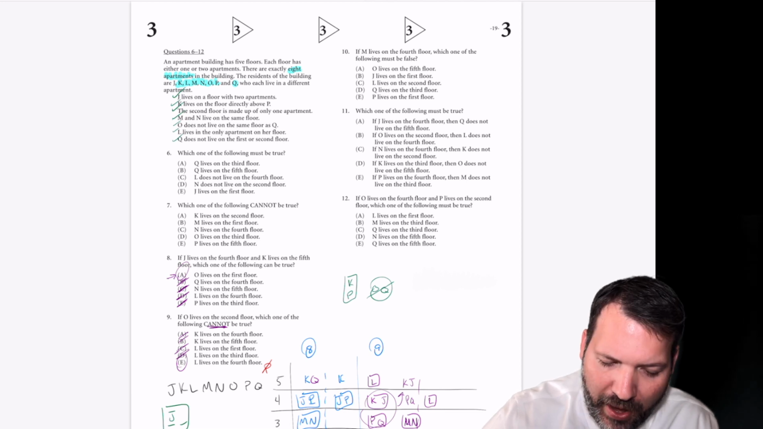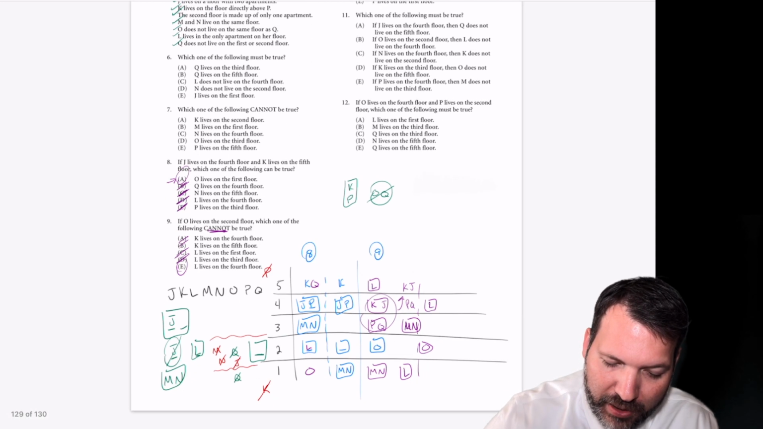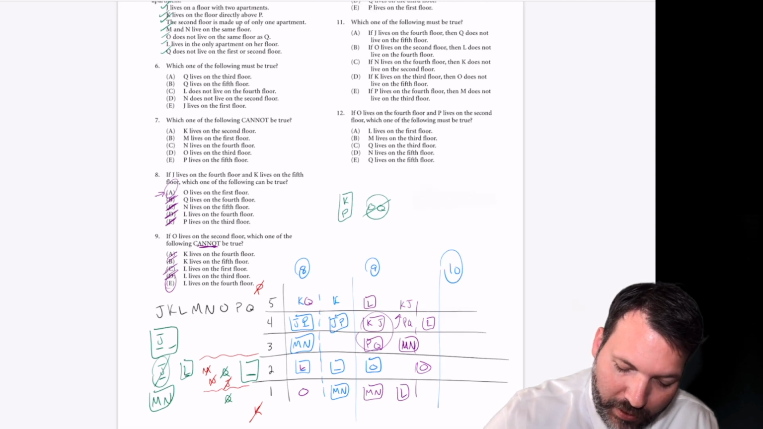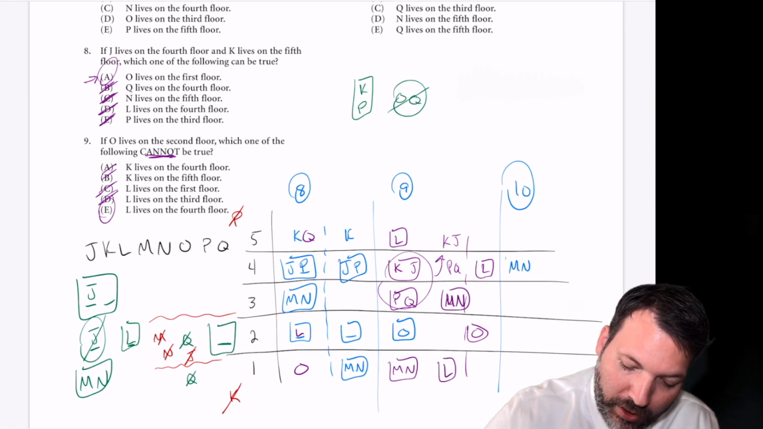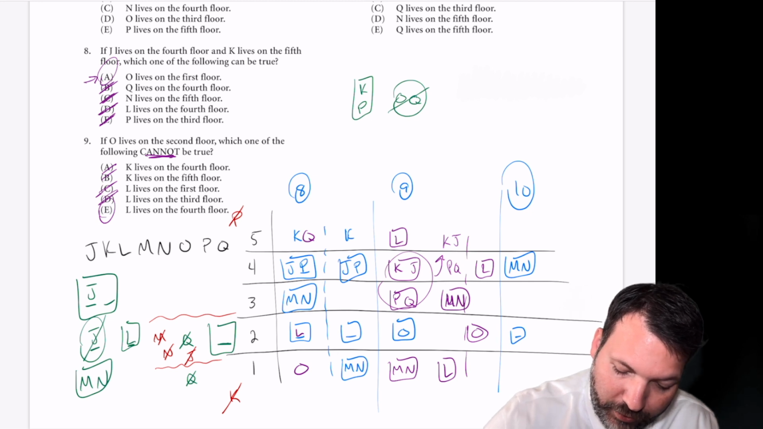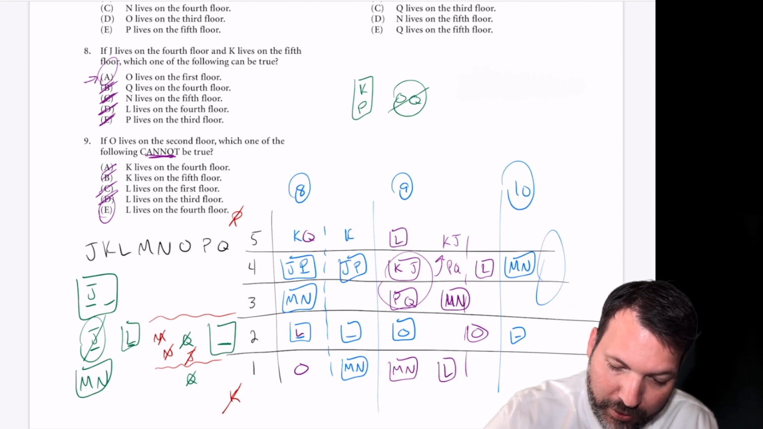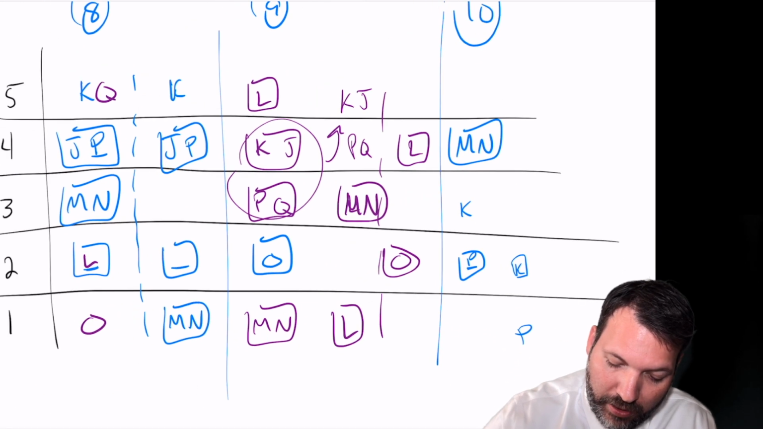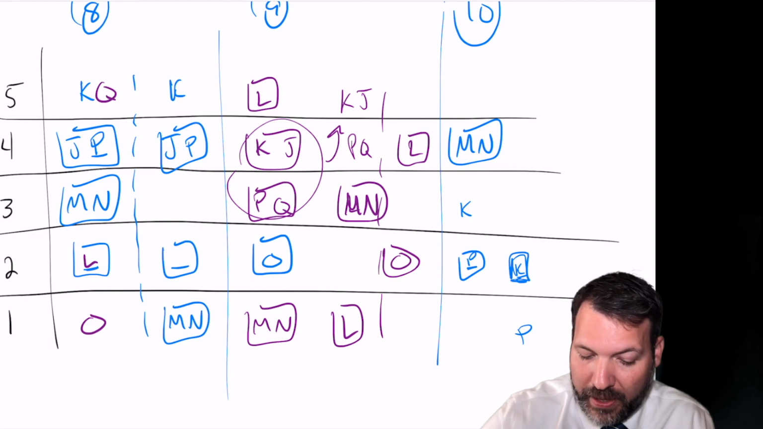Number 10. If M lives on the 4th floor, which of the following must be false? M is on the 4th floor, which obviously means it has to be with N. And we've got our single blank down on floor 2. Got to take care of the KP thing here, and we can't put any of K or P in those 3 slots around MN right now. And so I think it's either going to be K, P like that, or K, P down there. Either way, of course, floor 2 has to be alone.